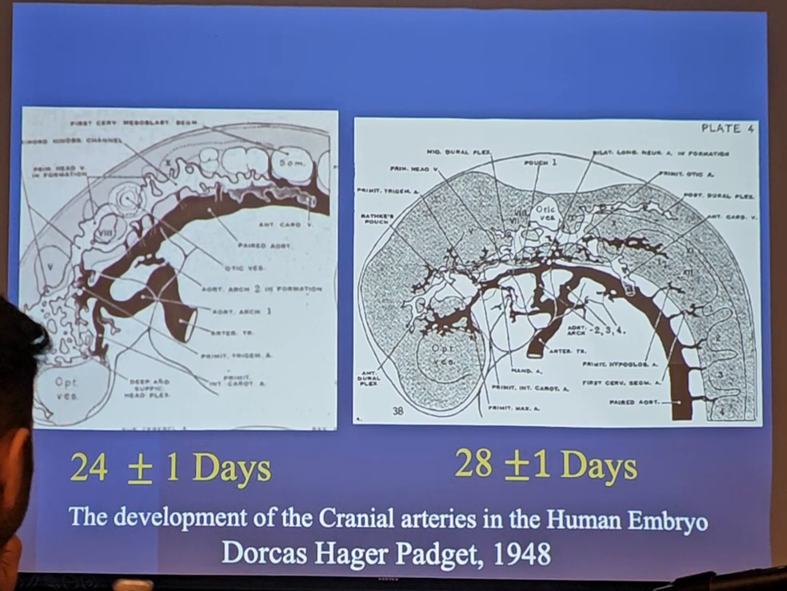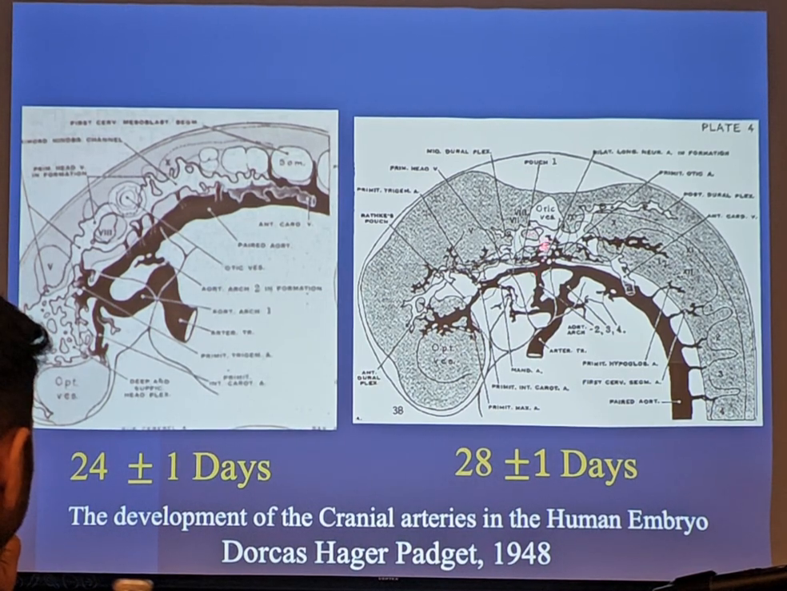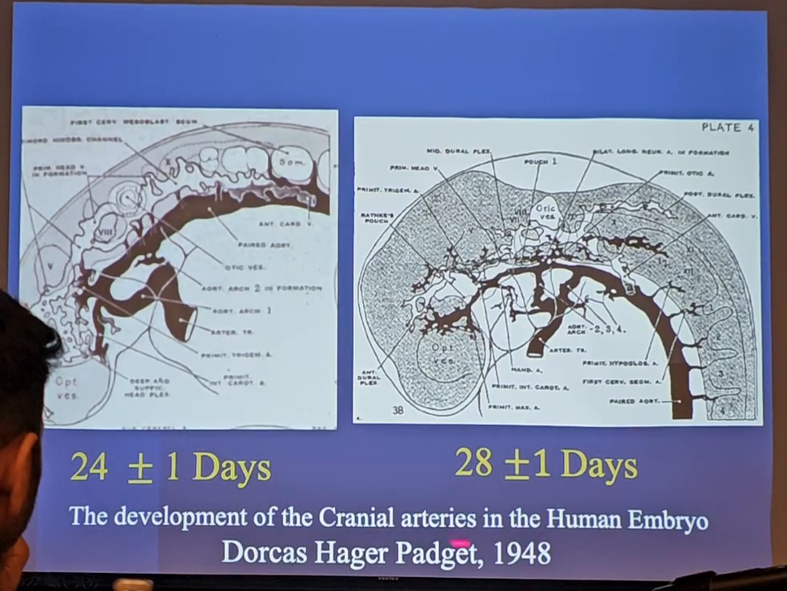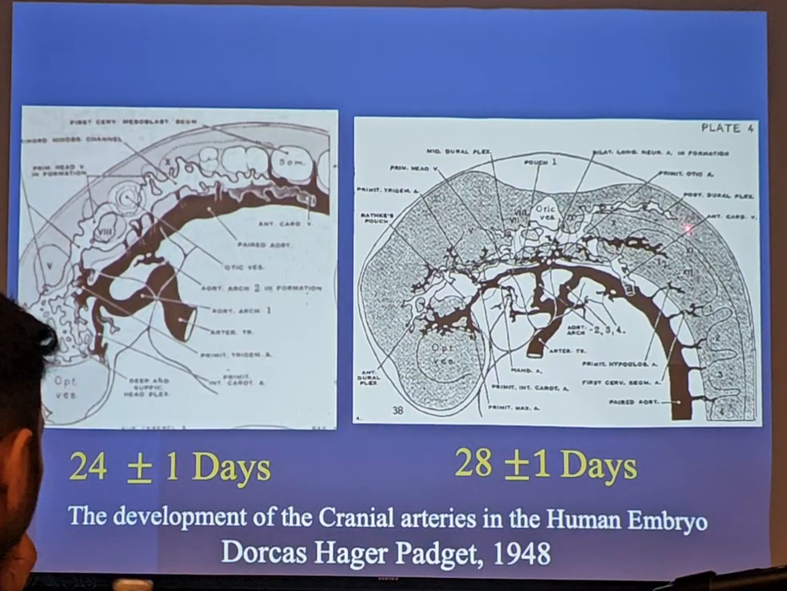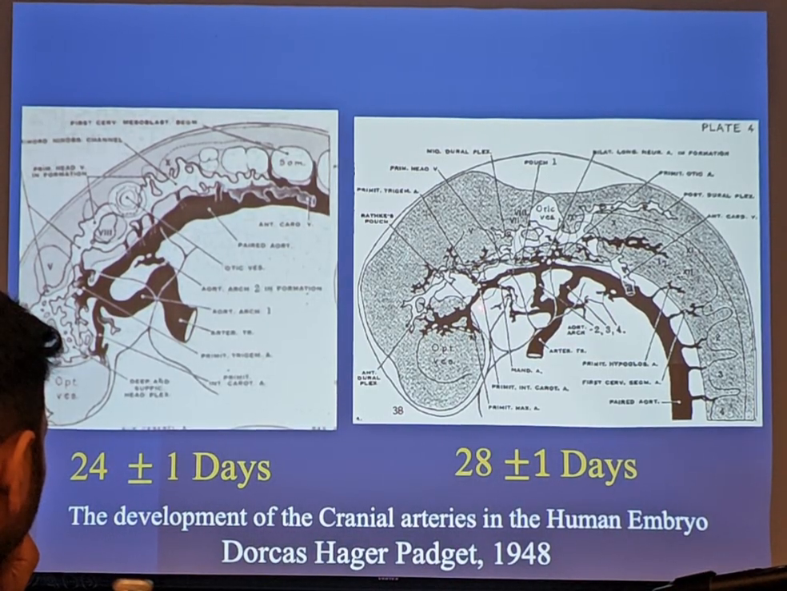As the pharyngeal pouches develop to later become head and neck structures, you can see the fourth aortic arch now starting to grow at this stage. This is the actual illustration that Padget made. You can see the fourth aortic arch has started growing, and you can see the first, second, third, and fourth aortic arches.